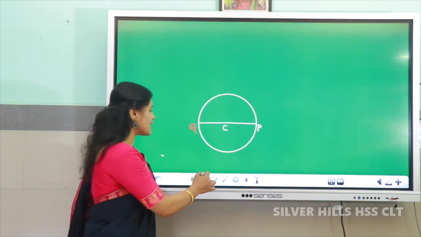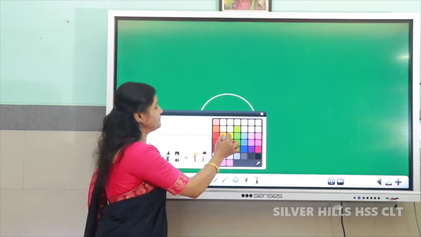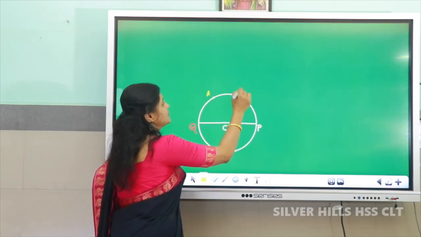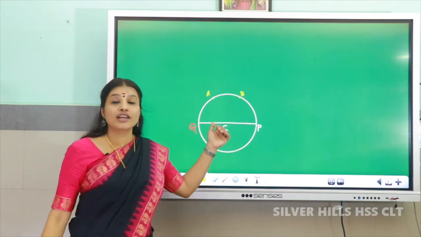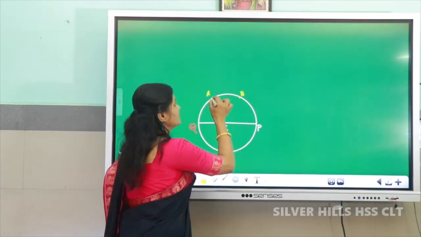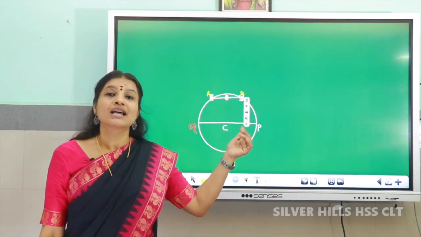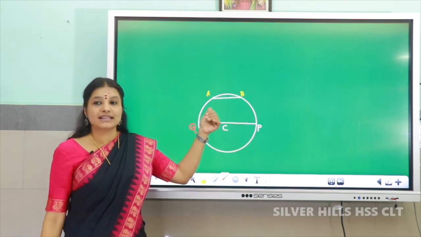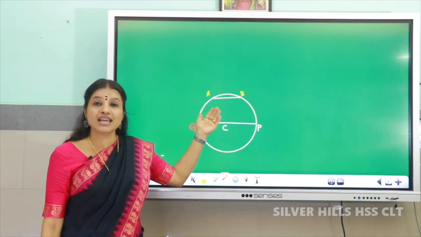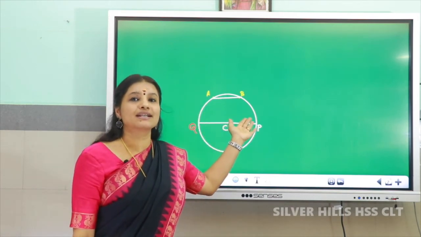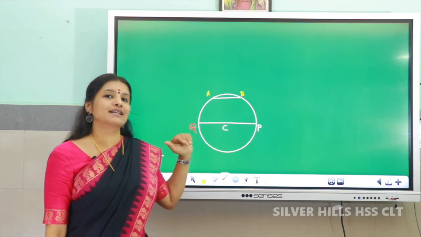Now, mark any 2 points on the circle. Join with a line segment. This AB is called chord of the circle. The line segment which meets 2 points on the circle is called chord of the circle.